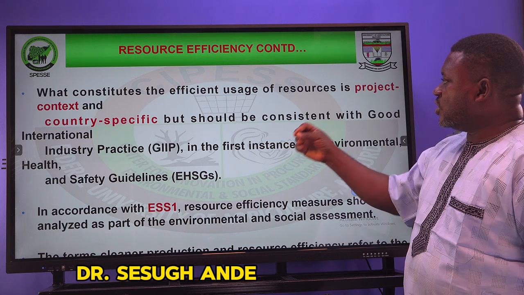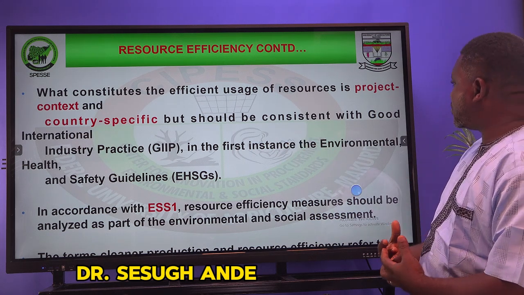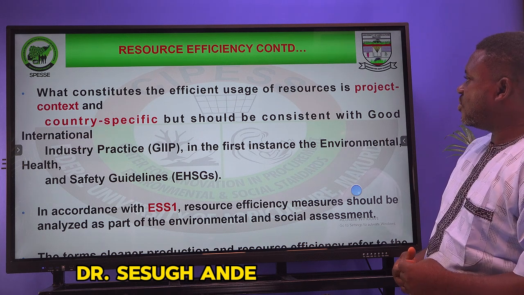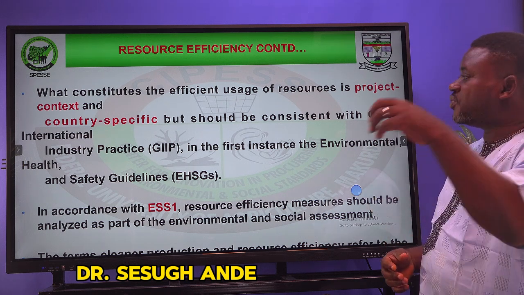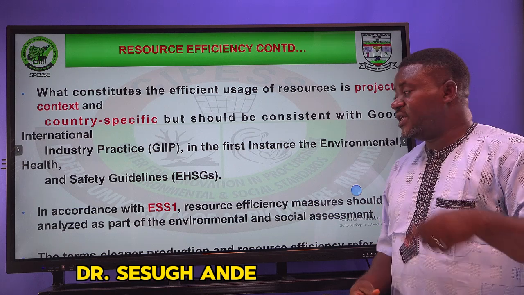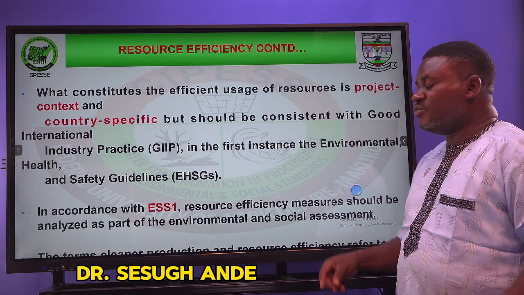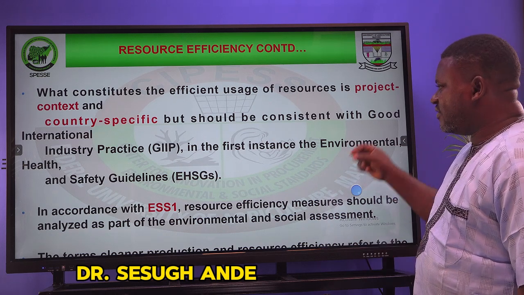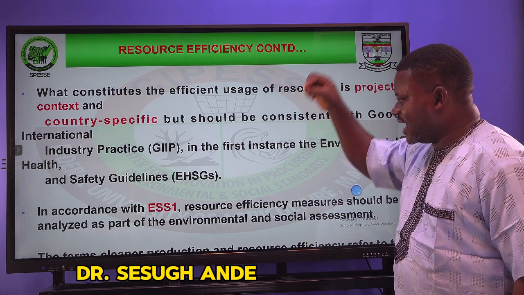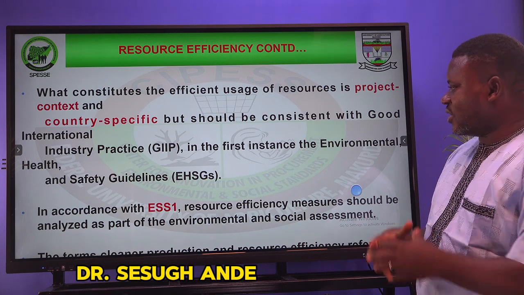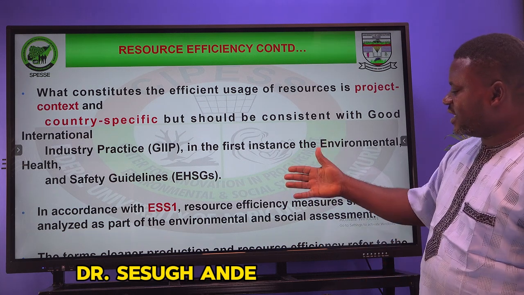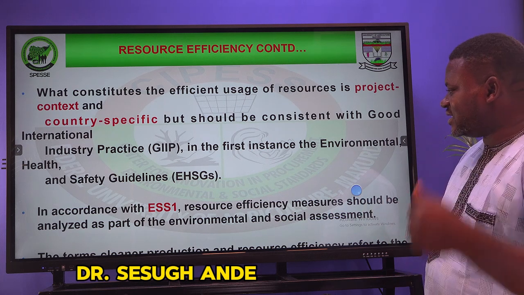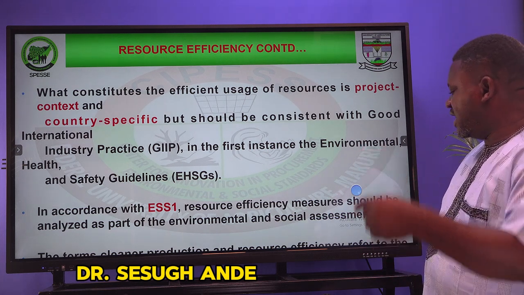Now, what constitutes the efficient usage of resources in a project context? What constitutes the efficient usage of resources is project context and country-specific, but should be consistent with good international industry practice, in the first instance, the environmental health and safety guidelines. In accordance with Environmental and Social Standard 1, resource efficiency measures should be analyzed as part of the environmental and social assessment.